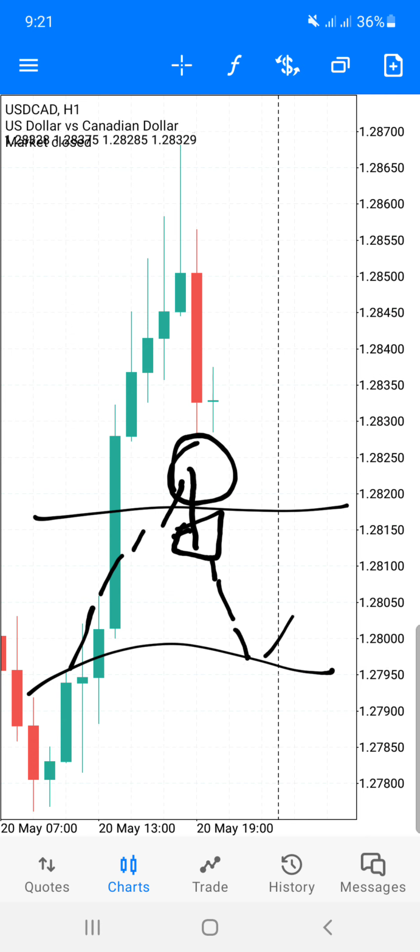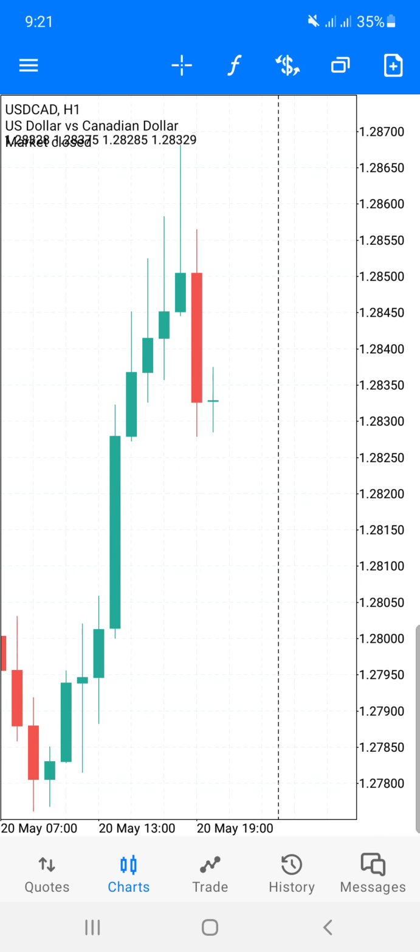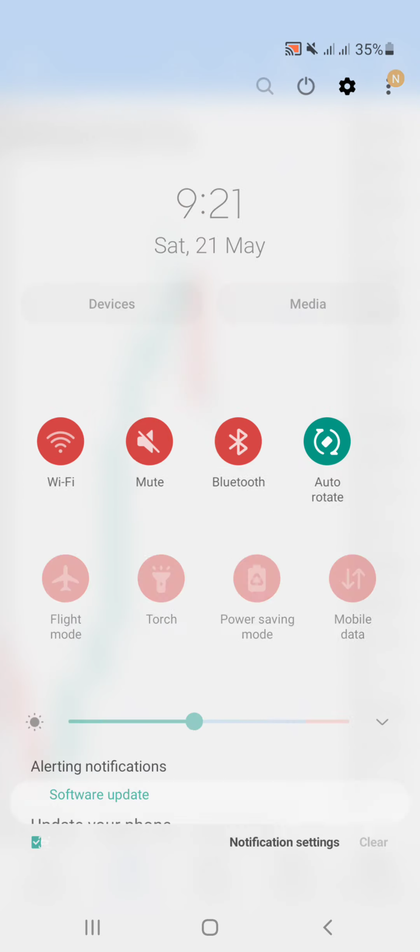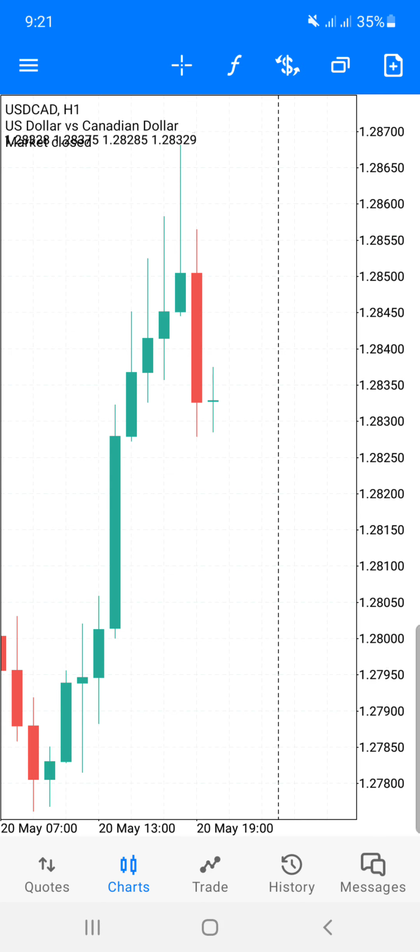So the thing is, there are some people that prefer drawing the resistance at this point rather than at this body. You understand? So that just in case price comes back here, because sometimes price will come back past the body and touch the exact point that the wick touched last before it goes down. So let's switch our chart from portrait mode, let's switch it like this, so that we can have a better view.